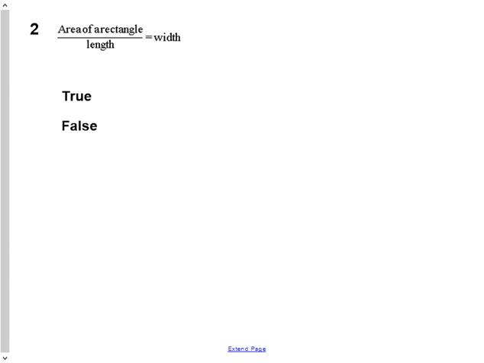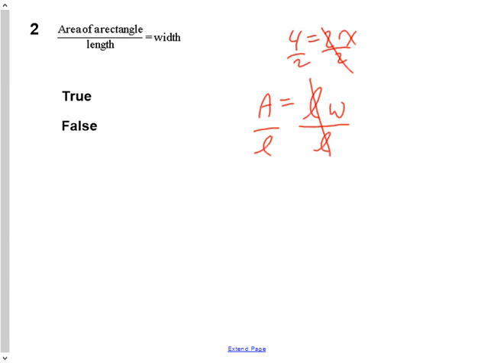Question 2, the area of a rectangle divided by its length is equal to its width. Well, if I took the formula A equals L times W, and if I was to divide both sides by L, pretending L is a coefficient, multiplying by L and dividing by L are opposite operations, just like if I had 4 equals 2x, if I divided both sides by 2, it would cancel out the coefficient. So L divided by L cancels it out, leaving me with W.